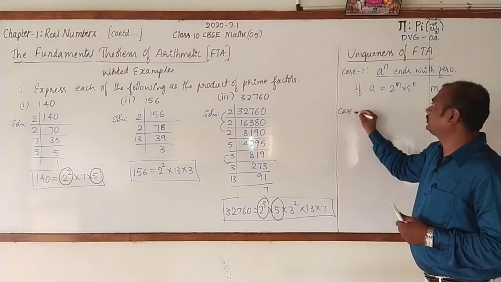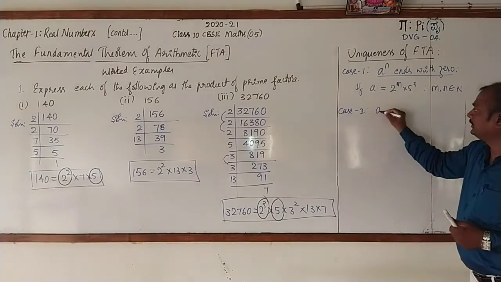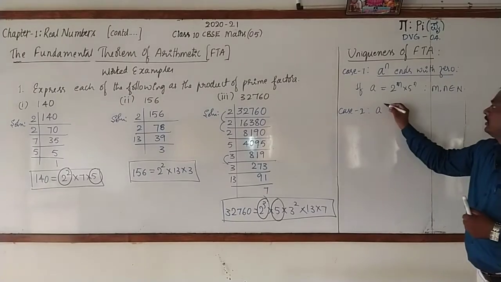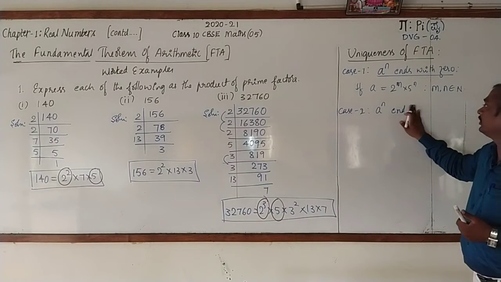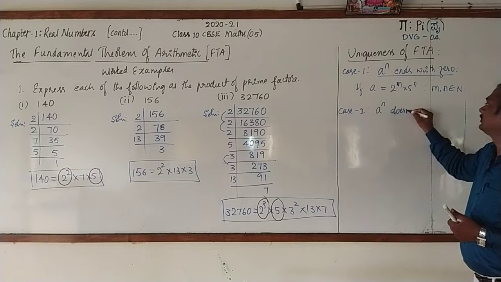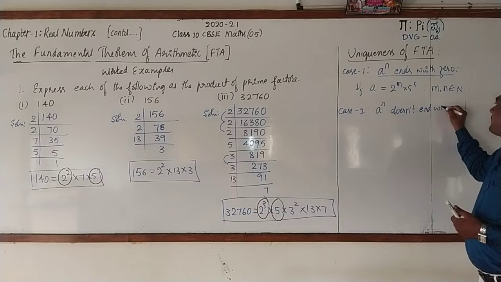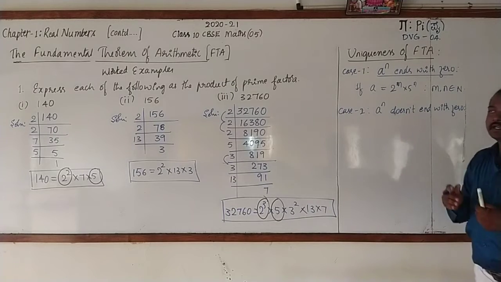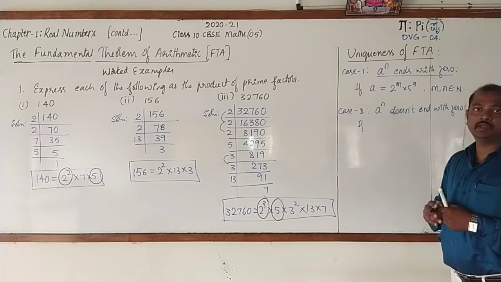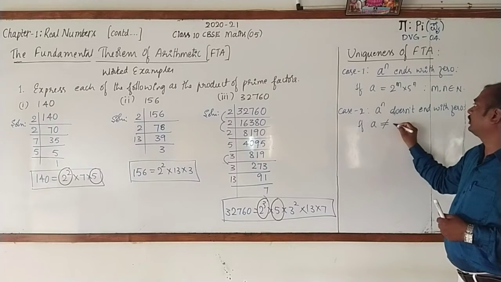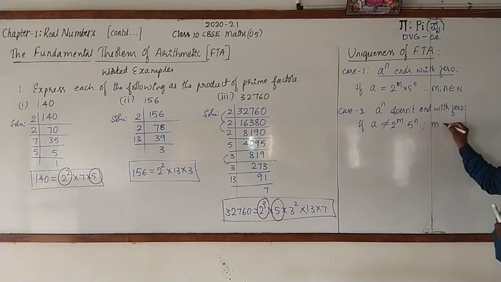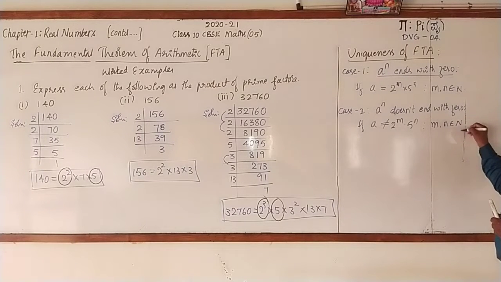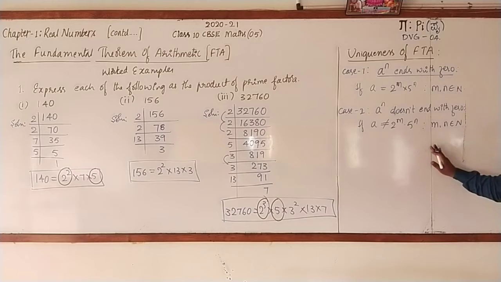Similarly, case 2: if a is a positive integer, and a raised to the power n, a natural number, does not end with 0, what is the condition? It is possible if and only if a is not equal to 2 raised to the power m into 5 raised to the power n, where m and n are positive integers, nothing but natural numbers. Clear? So this is the uniqueness of FTA.